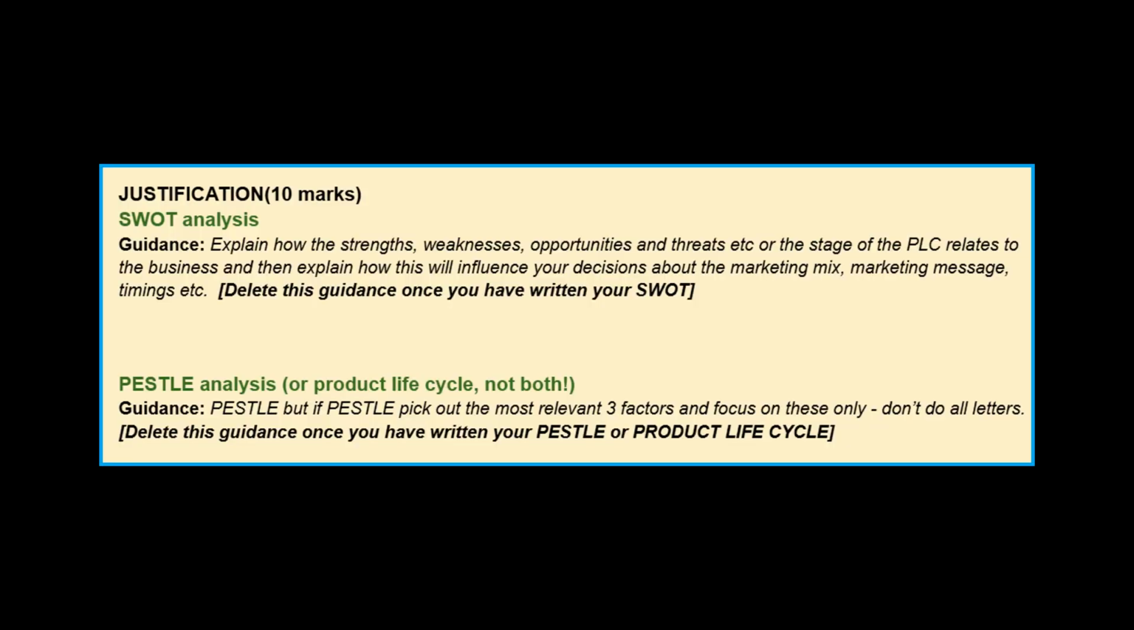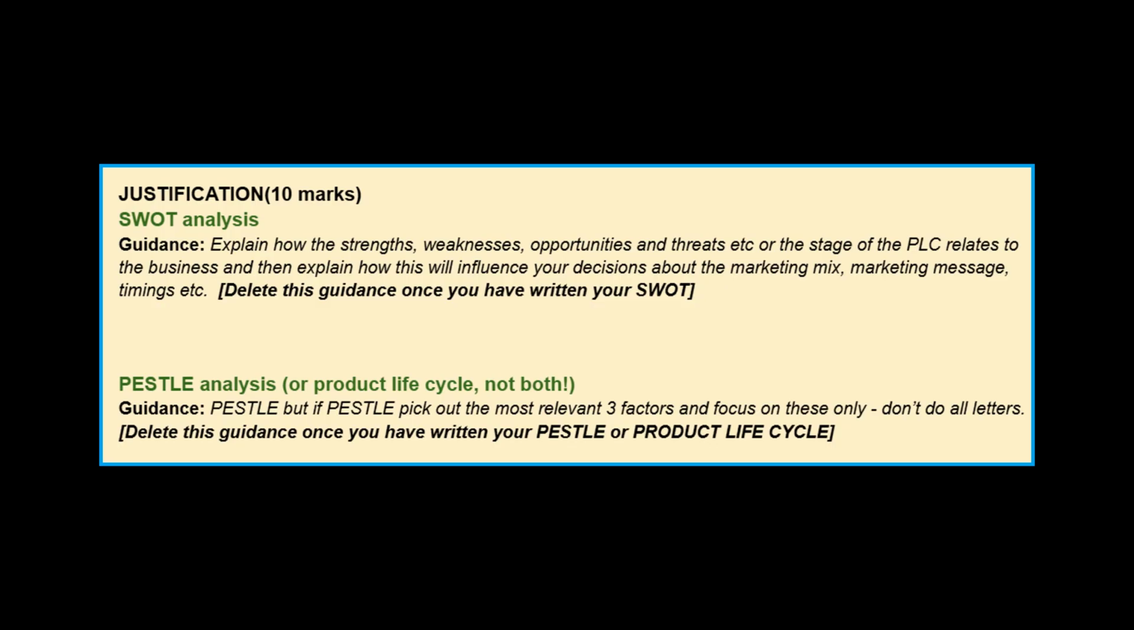Okay, so let's look at the final section of activity 1, and it's the justification area. So you put a subheading there of justification. Underneath there, you're going to do two things. You're going to write SWOT analysis, or PESTLE analysis, or product lifecycle. This is the business tools area.